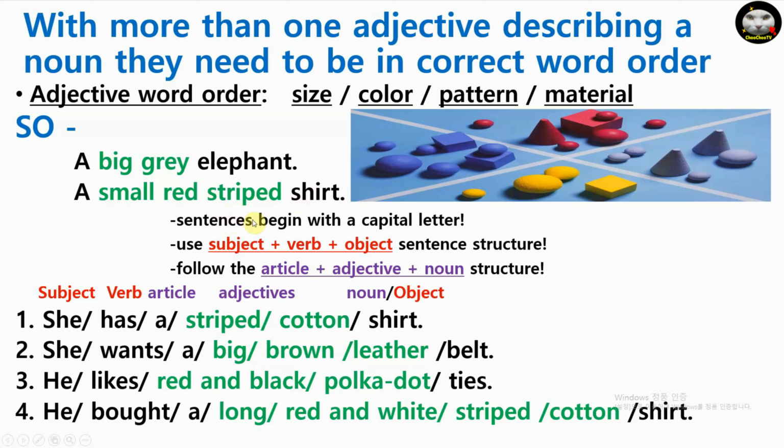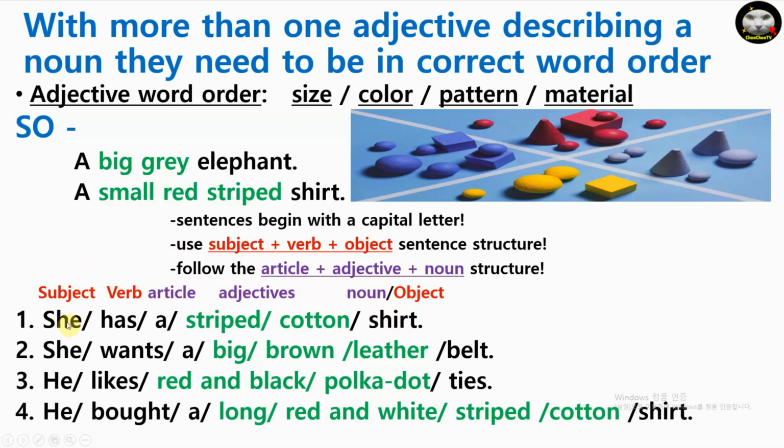Remember that sentences begin with a capital letter, and we use subject plus verb plus object as the sentence structure. And we must follow the article plus adjective plus noun structure. So here are some example sentences. Notice subject comes first, plus verb. Then we have article plus adjective plus noun, and in this case, the object. So it's subject, verb, object sentence structure.